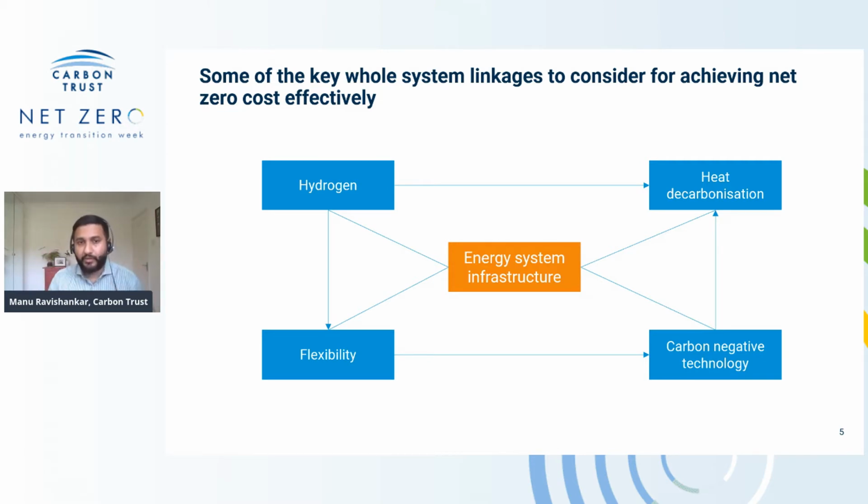So all of those four key elements link back to the energy system infrastructure right in the center of that figure. This energy system infrastructure consists of generation, transmission, and distribution primarily. Significant infrastructure investment would be required in this element to successfully make the transition to net zero. Therefore, we need to think very carefully and be very confident in the decisions we take on how much investment is required on this infrastructure.